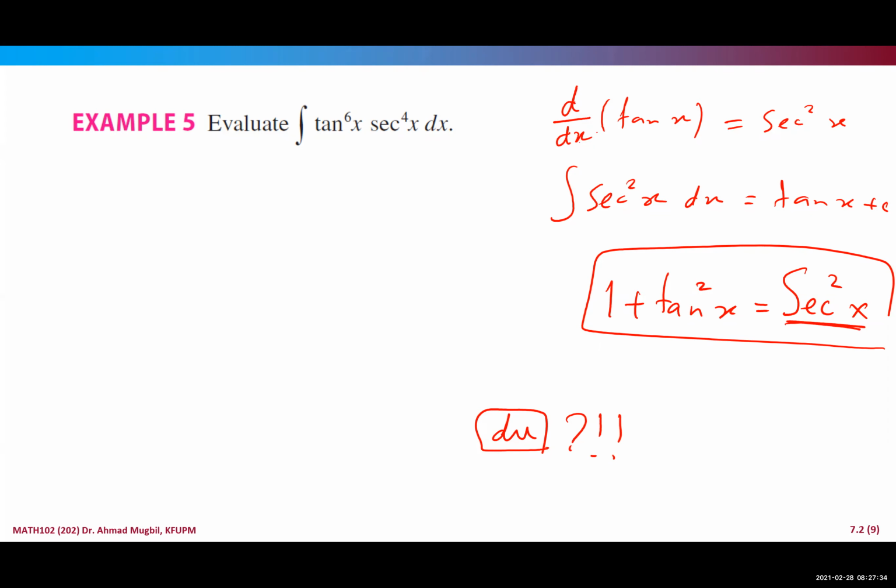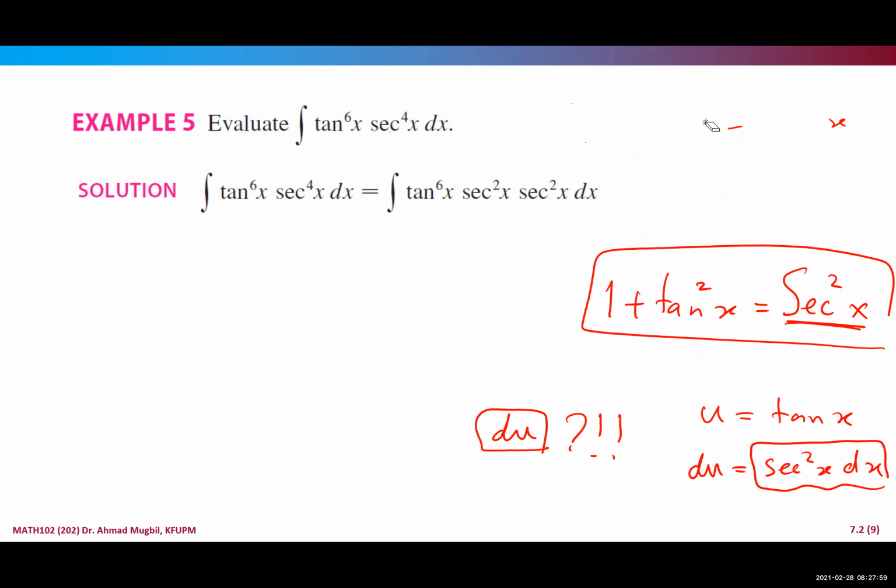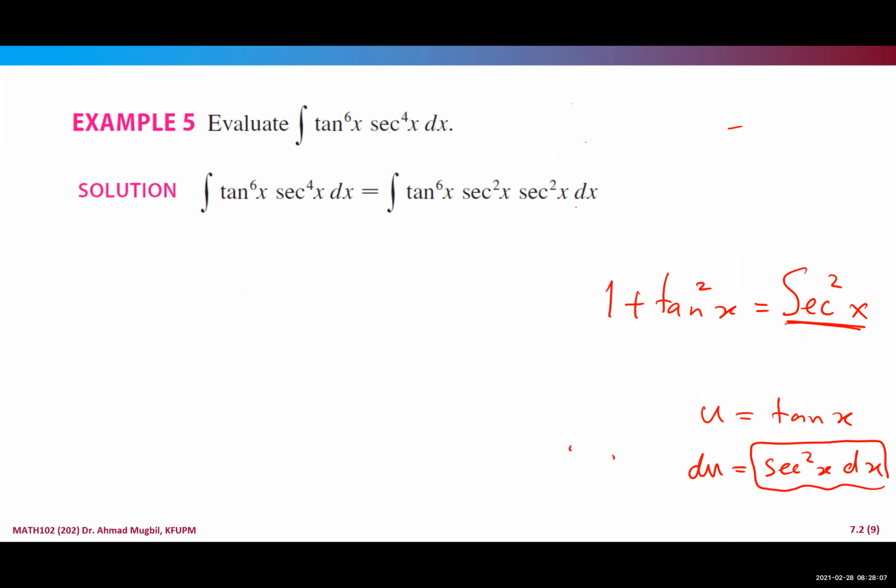Because we know that if I put u equals tan x, what will be du? Secant squared x dx. So I should keep in mind that it is good if I have this inside the integral. I don't have it here, but it is not difficult. I can write this secant to the power 4 as secant squared times secant squared. This is exactly what we are going to do. Now I will keep this as du.